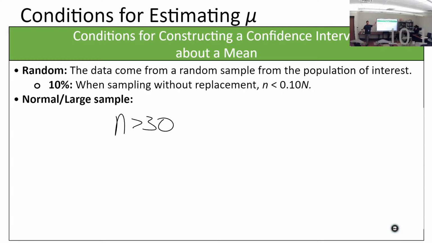That's all you have to do for this one. N has to be greater than 30. It could be equal to, that's fine. Okay with that?